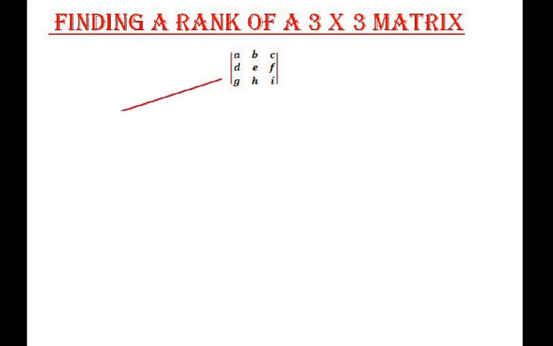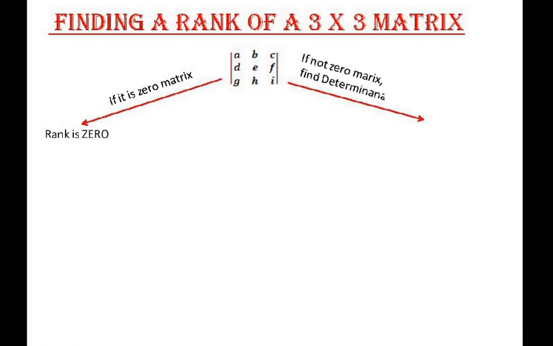First we have to observe whether all elements are 0 or not, that is, whether it is a zero matrix. If it is a zero matrix, we write the rank is 0. If it is not a zero matrix, we have to find the determinant of this matrix. If that determinant value is not equal to 0, then we write the rank as 3.